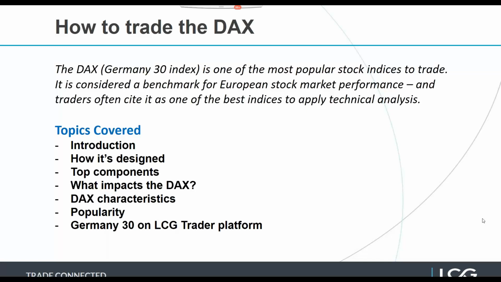And incidentally, traders often cite it as one of the best indices to apply technical analysis to. We'll get into that a bit more towards the end. So the general idea of this presentation today is that we're going to try and understand what it is we could be trading here. If you do want to be trading the DAX, what is it? What's all the information that you need at hand, and then just a little bit about what the index is like to trade towards the end with a look at the trading platform.